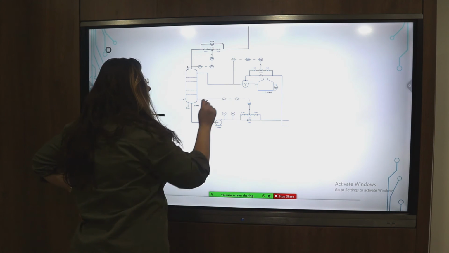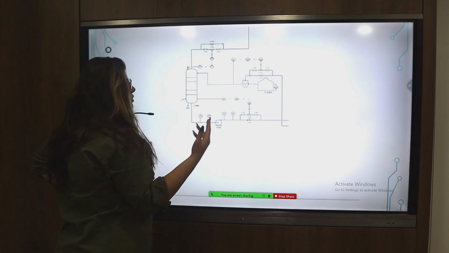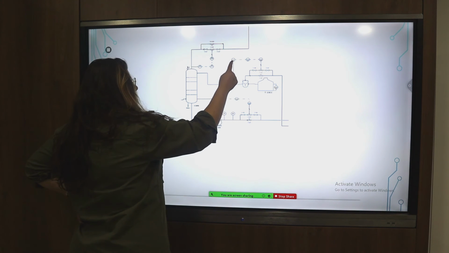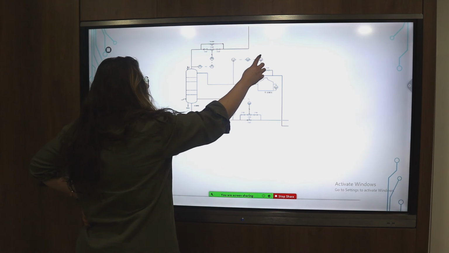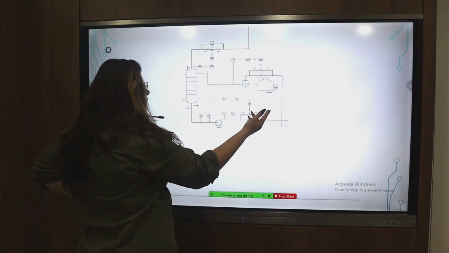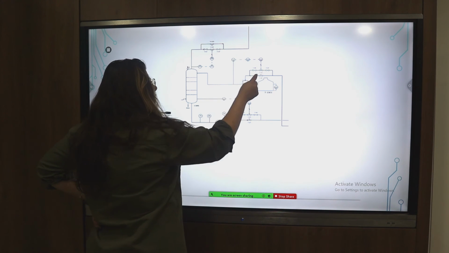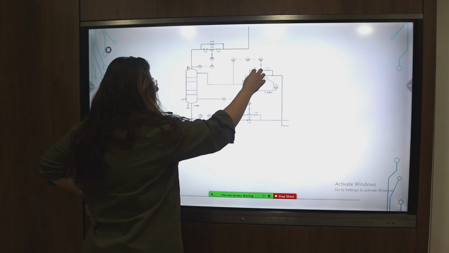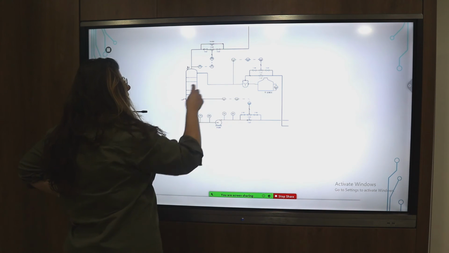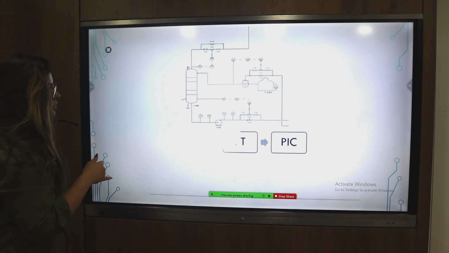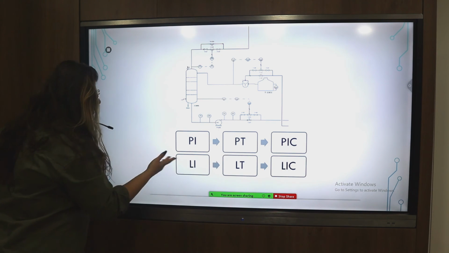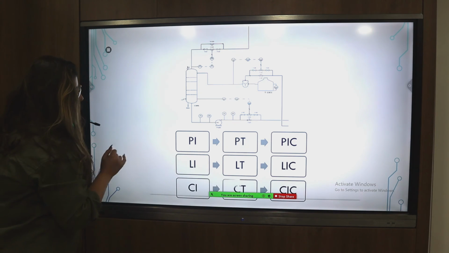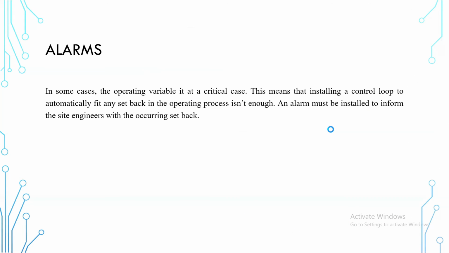But this stream must be at a certain concentration. So what do we do? We add a concentration control loop. We add a concentration indicator, concentration transmitter, and concentration indicator controller. The controller will control the amount of regenerated solvent that's entering the mixer. With this flow control in here, the concentration is controlled at the output of the mixer. So for the absorber, we have a pressure control loop, a level control loop, and a concentration control loop. Now that we're done with the examples, let's explain the alarms.